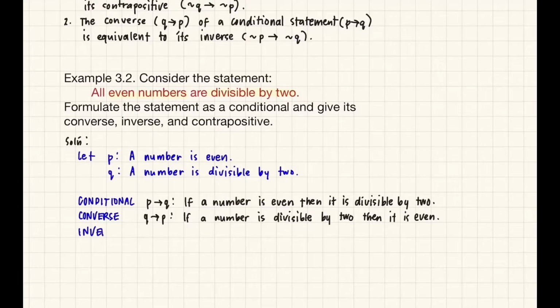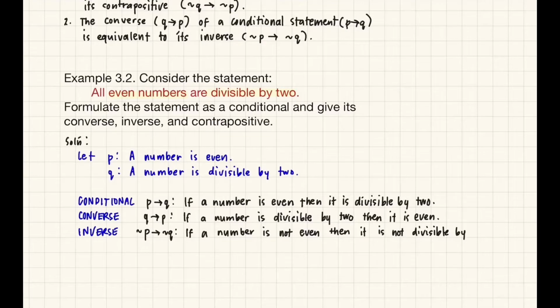After that, we'll do the inverse. It's equivalent to the converse, so if not P, then not Q. If a number is not even, then it is not divisible by 2. Or if a number is not even, then the number is not divisible by 2.